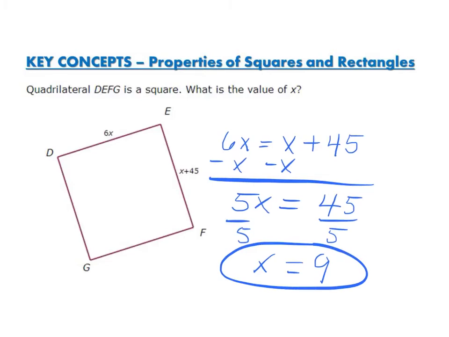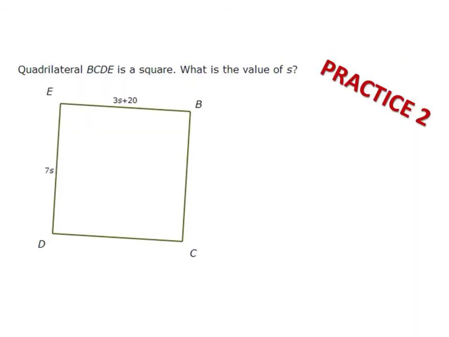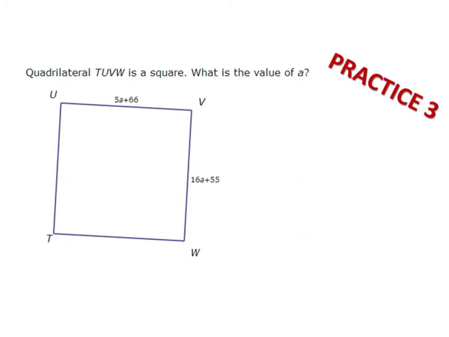And I can always check it by putting in 6 times 9 is 54, and 9 plus 45 is 54. They're both the same, so I know that the value of x does equal 9. Practice problem 2. Quadrilateral BCDE is a square. What is the value of S? Practice problem 3. Quadrilateral TUVW is a square. What is the value of A?